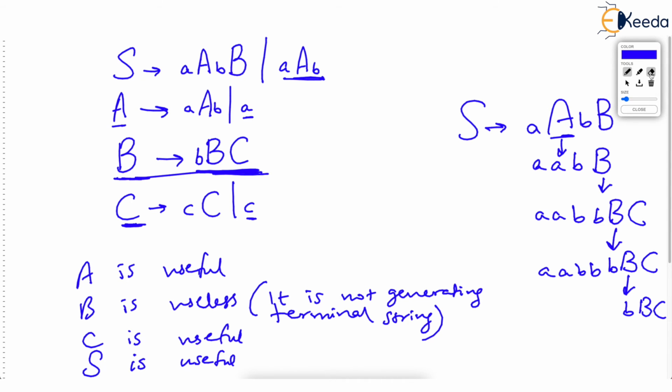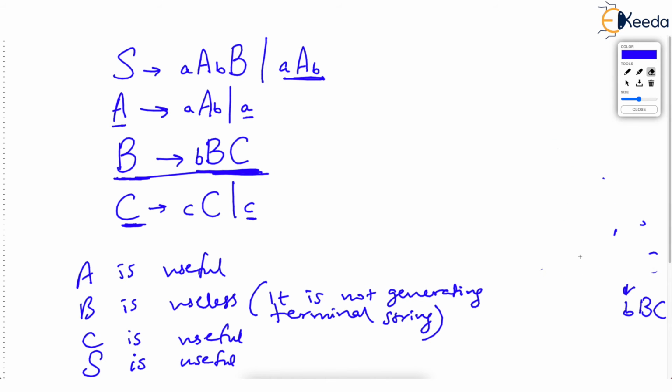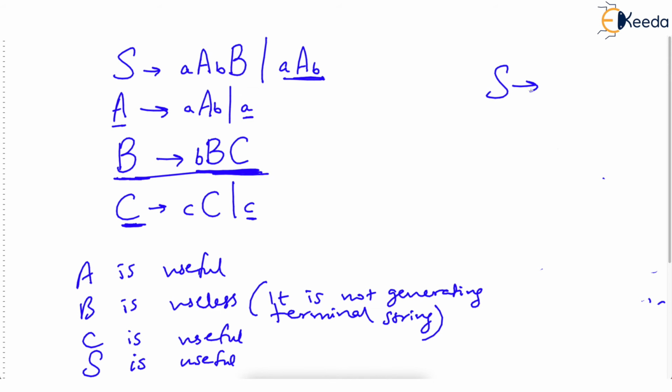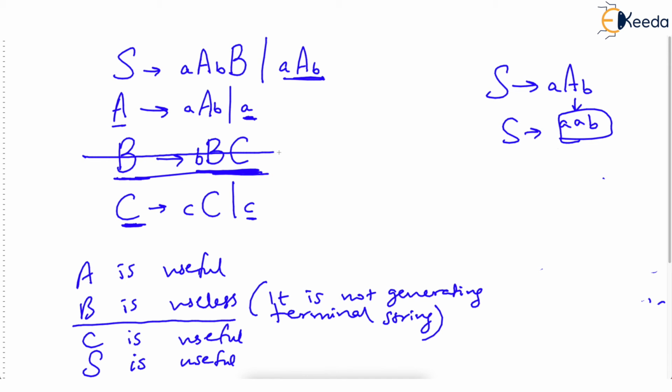Just check, S is also useful because we have this option for S. There are two options for S, isn't it? And the second option makes S useful. The second option is S can derive AB, and in the next step A can derive a terminal string. So S can derive a terminal string, you observe. So S is useful. Only B is useless. So what we do is we simply remove the production for B.